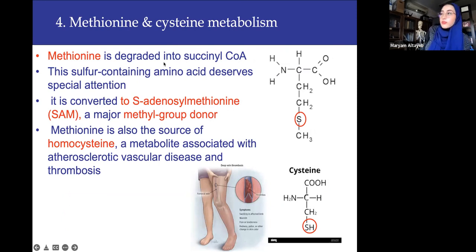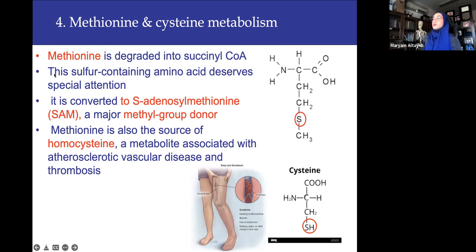So now we move back to the thing that I told you I'd touch upon again and keep in the back of your mind, which is methionine and cysteine metabolism. Methionine, remember, is one of the essential amino acids. Private Tim Hall is the M. And methionine is exclusively glucogenic. It's degraded into succinyl-CoA, which is one of the intermediates in the citric acid cycle.